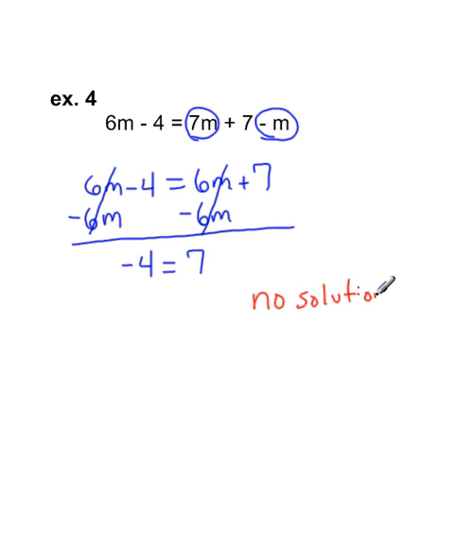And what this means for a no solution is that there is no number that I can plug into m that will give me a nice answer. So this one has no answer, and we call that a no solution.